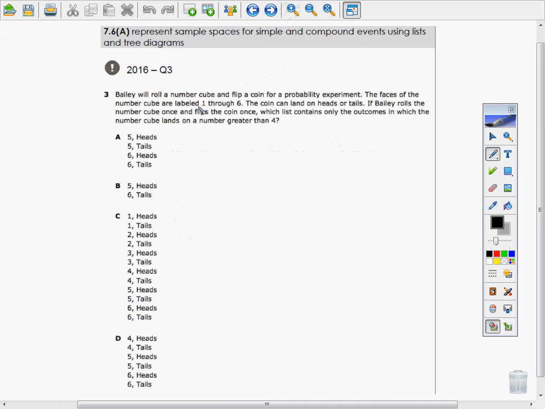Bailey will roll a number cube and flip a coin for a probability experiment. Let's remember the cube. It has 6 sides, 6 different events, and flipping a coin gives us 2 different results, heads or tails. The faces of the number cube are labeled 1 through 6. The coin can land on heads or tails. If Bailey rolls the number cube once and flips the coin once, which list contains only the outcomes in which the number cube lands on a number greater than 4?